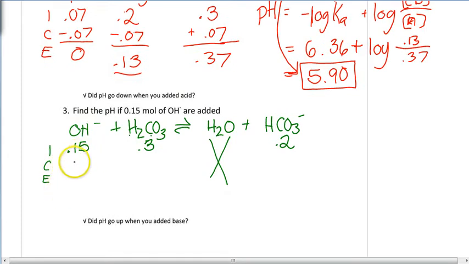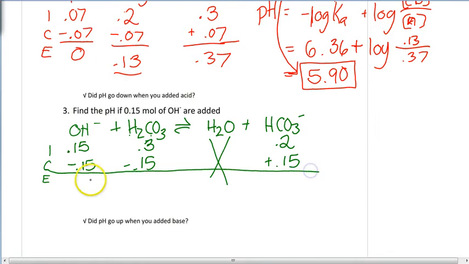Whatever we have the least of to begin with, typically, will be what we use up completely. So we'll use up all of our OH minus, and we will turn it into HCO3 minus. So we'll have 0 of the hydroxide at the end. We'll have 0.15 molarity of the H2CO3 and 0.35 molarity of our conjugate base.